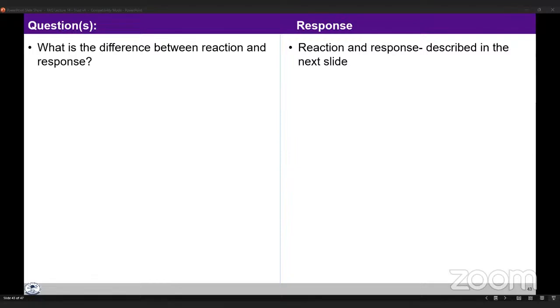So with this value, the trust, only we can go ahead to see the rest of the values, we can explore on them. But to start with, this is a foundation in any relationship, trust. So in that, we are just discussing some of the questions. So the questions would be like, what is the difference between reaction or response?